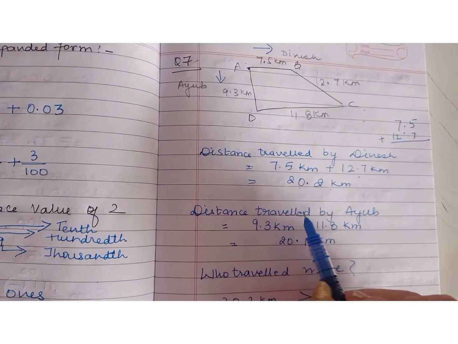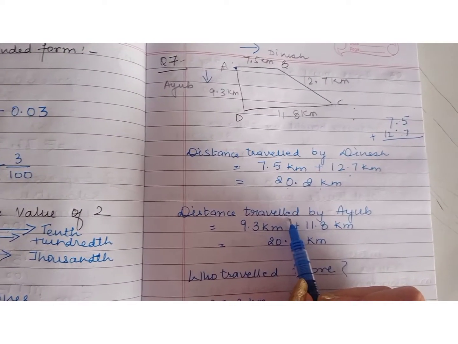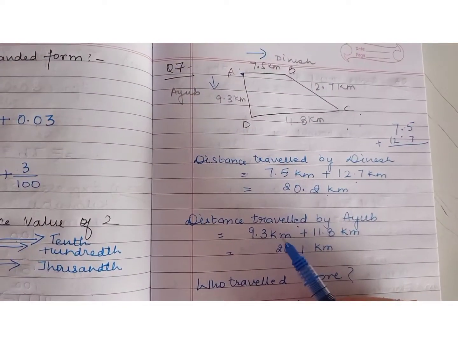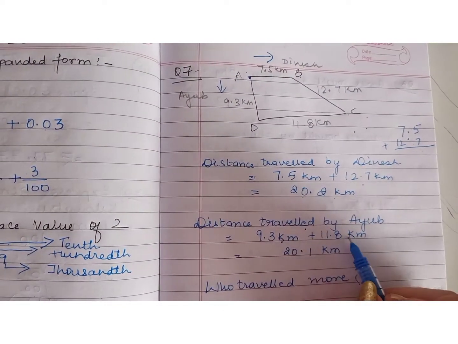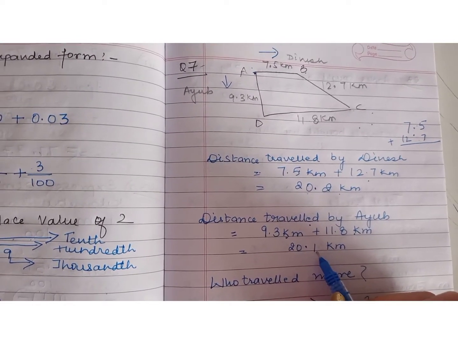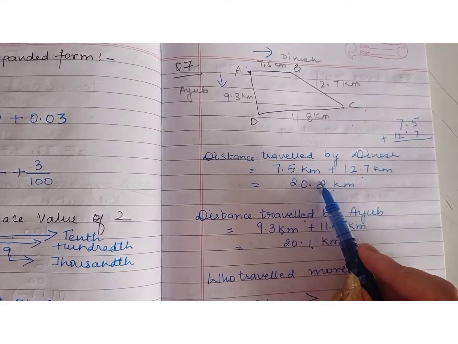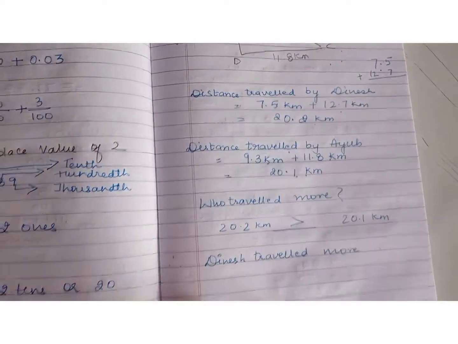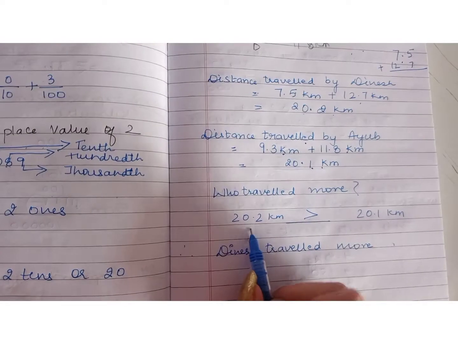Same, you will calculate for Ayub also. Distance traveled by Ayub from point A to C. Add both the distances, 9.3 plus 11.8, it is 20.1 kilometers. Now we have found out the total distance of Dinesh as well as Ayub. Who traveled more? In that case, we need to do the comparison.